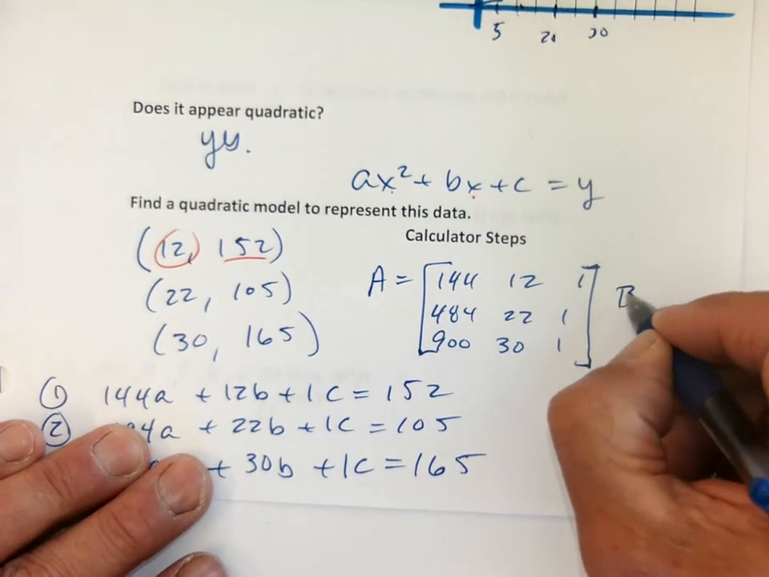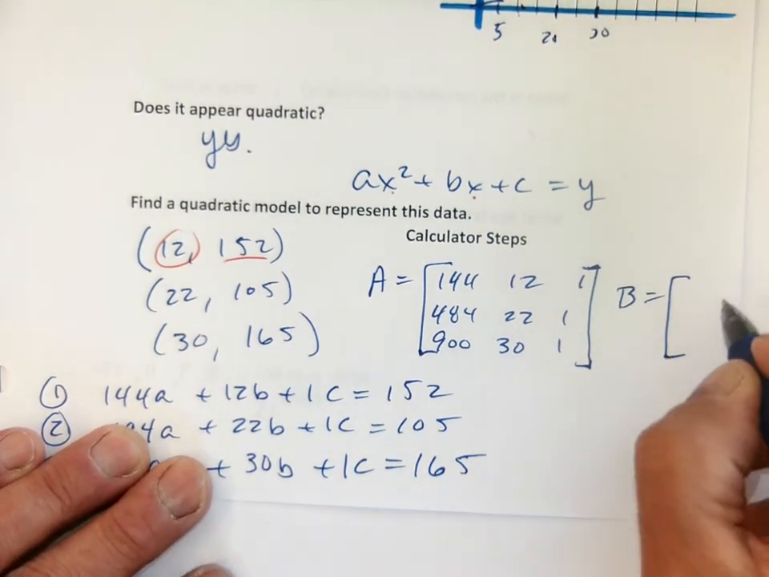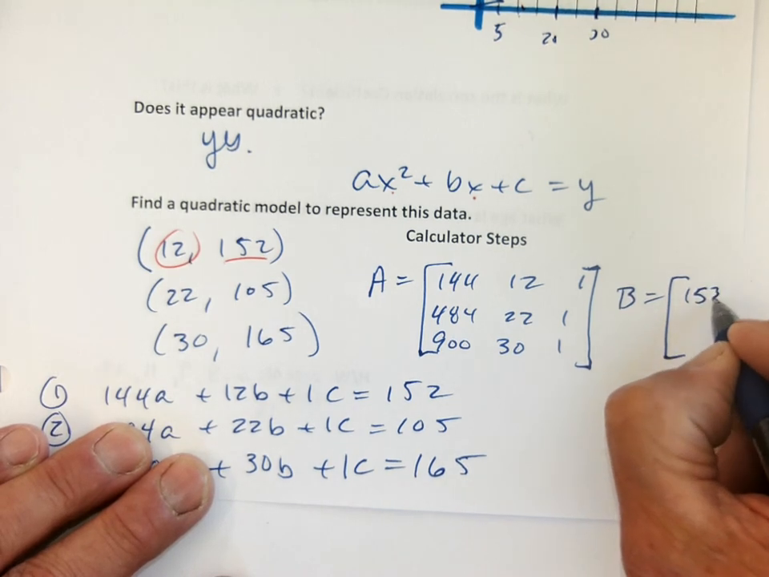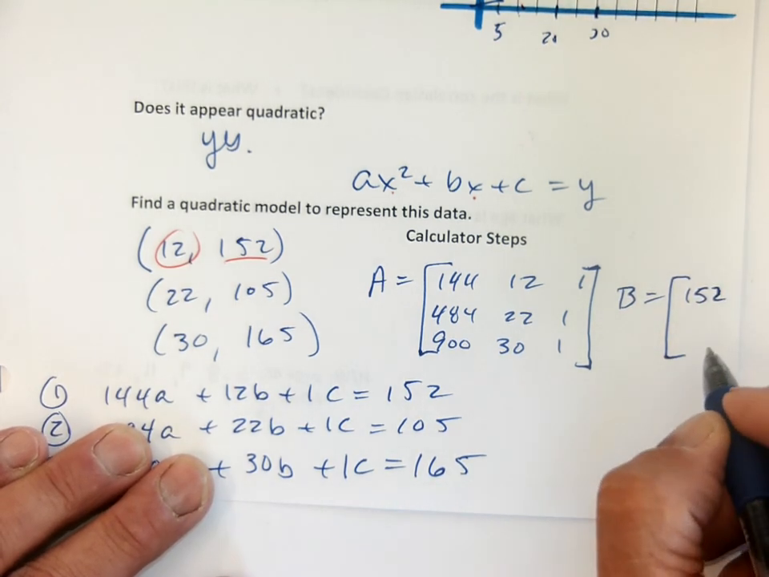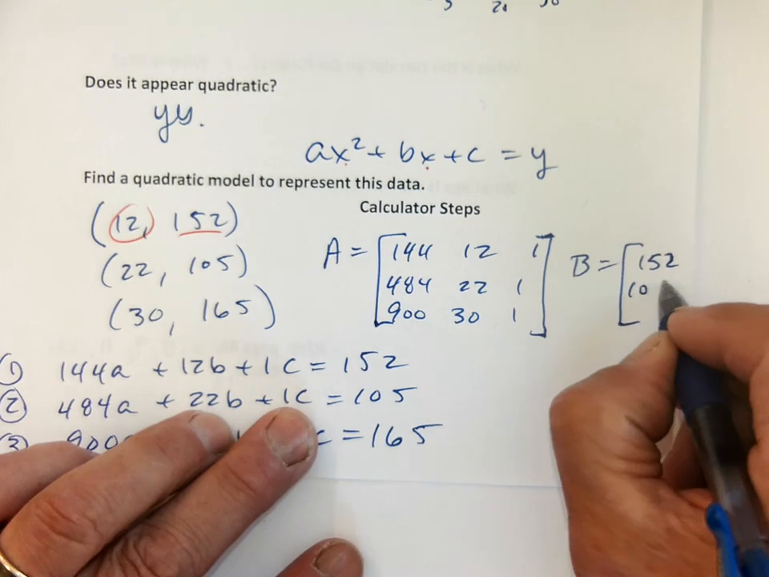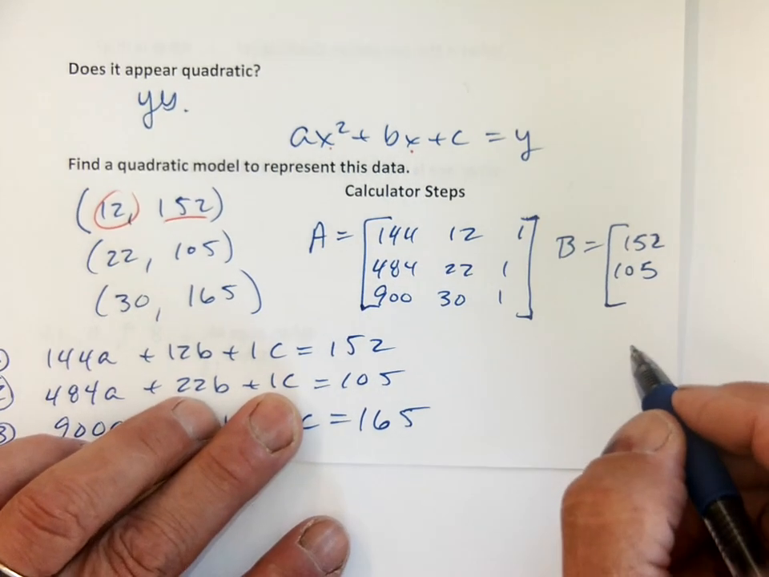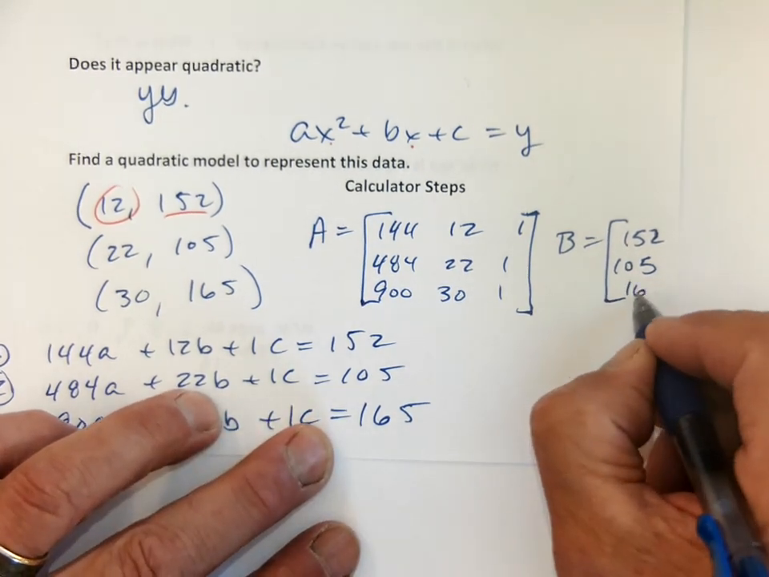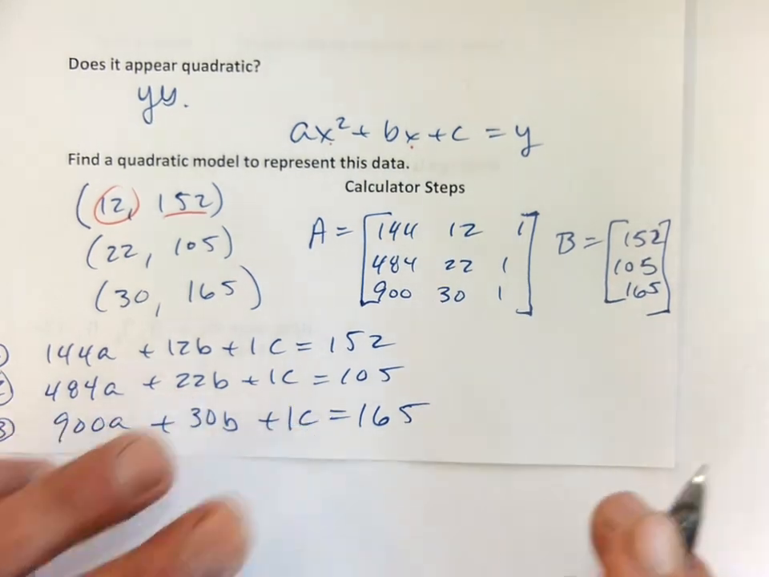And we created a matrix B, 152. That's a bad looking 2. It's like Brittany's 3, huh? 105 and 165. There you go.